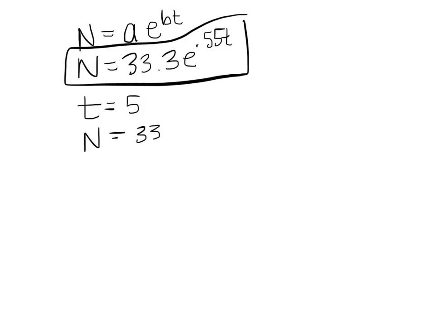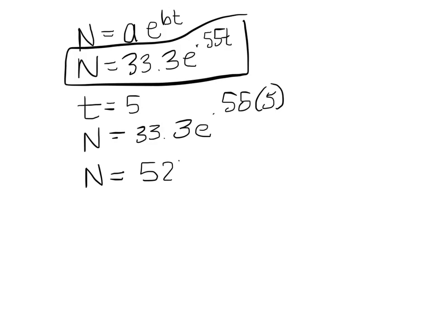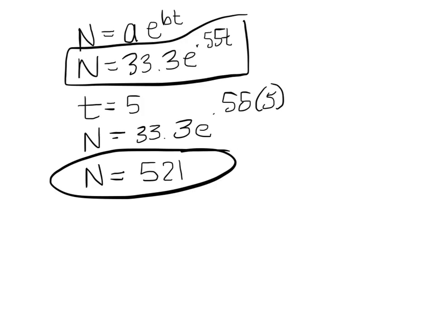Well, 33.3 e to the 0.55 times 5. Let me see if I can figure that out. I'll have to do that again. Let's see. 33.3 second e to the x. It gives me the parentheses. 0.55 times 5. Close my parentheses. 520. Let's round it up because I don't want these little partial flies around here. 521.